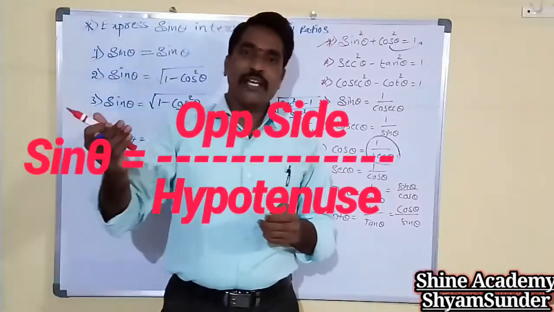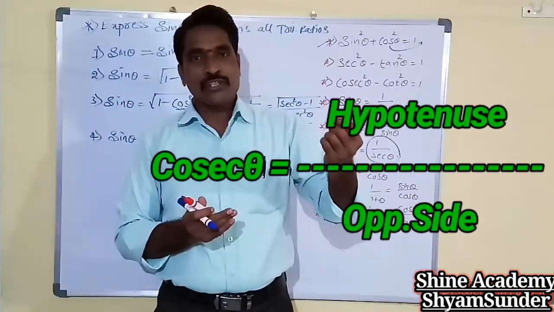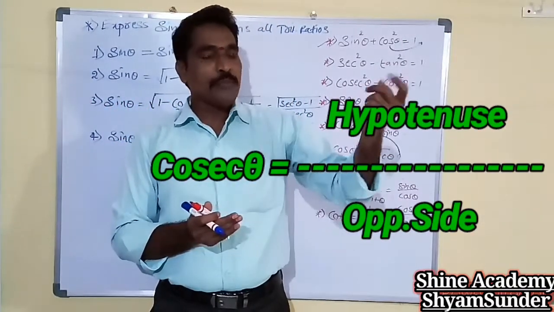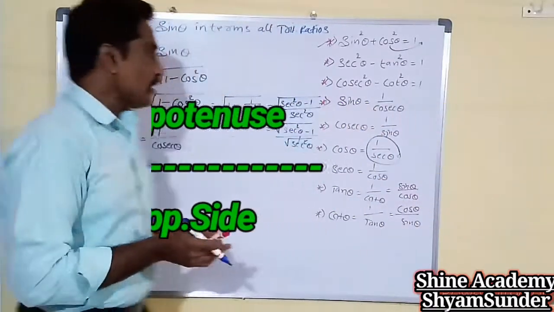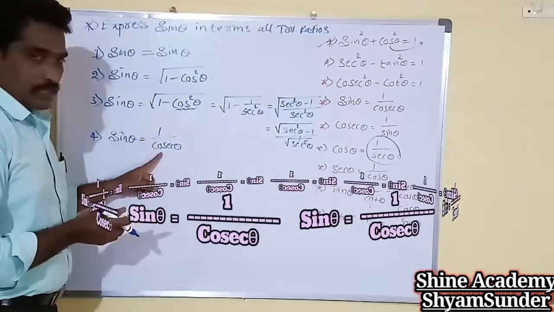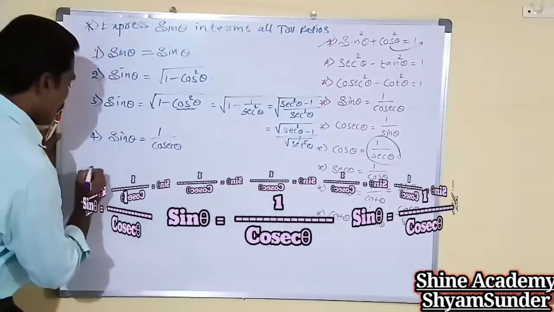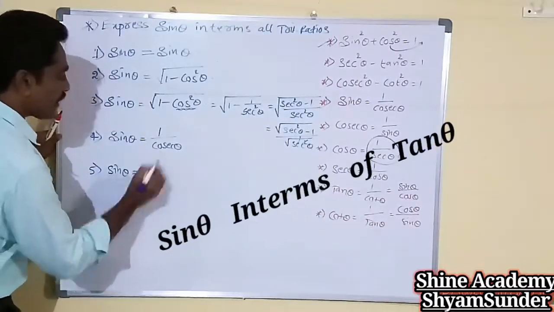The definition of sin theta is opposite side by hypotenuse. The definition of cosec theta is hypotenuse by opposite side. So sin theta can be expressed in terms of cosec theta as 1 by cosec theta. Now we are going to express sin theta in terms of tan theta.